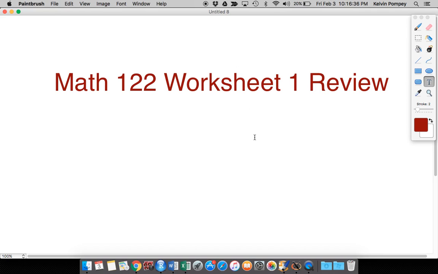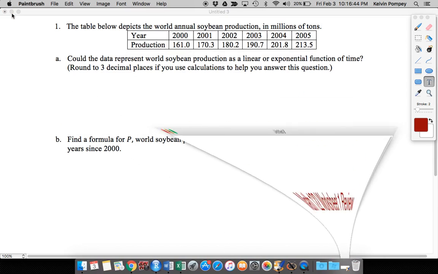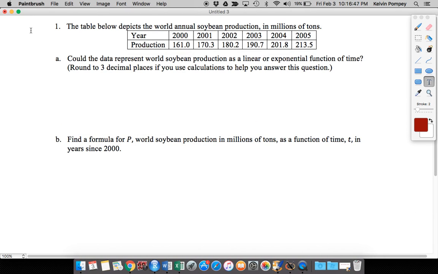In this video, we will review the worksheet 1 homework assignment that I gave you guys earlier this week that you turned in on Monday. All right, problem 1 says the table below depicts the world annual soybean production in millions of tons, and we have our year and our production.